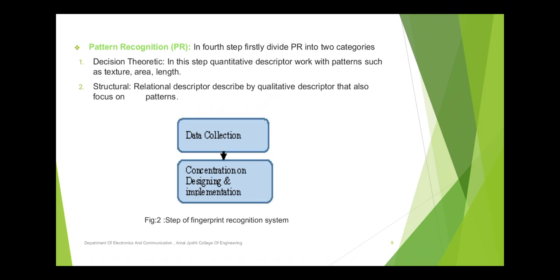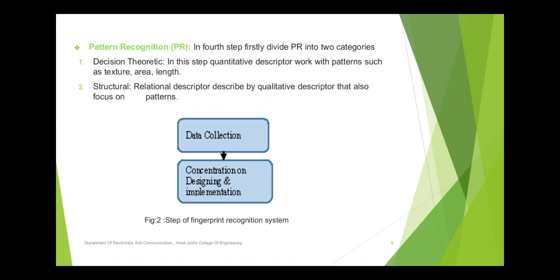In the first process, it mainly contains two processes. First one is decision dynamics, and in this step the scanner will just capture the texture, area and length of a fingerprint. And in the second part, that is structural, it will identify the specific pattern of a fingerprint. As I mentioned, each fingerprint has a unique pattern. So if we are saving the fingerprint, it will capture the pattern and save it as a particular name.